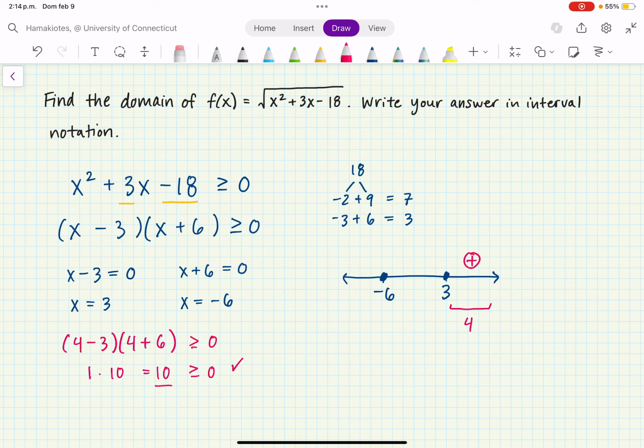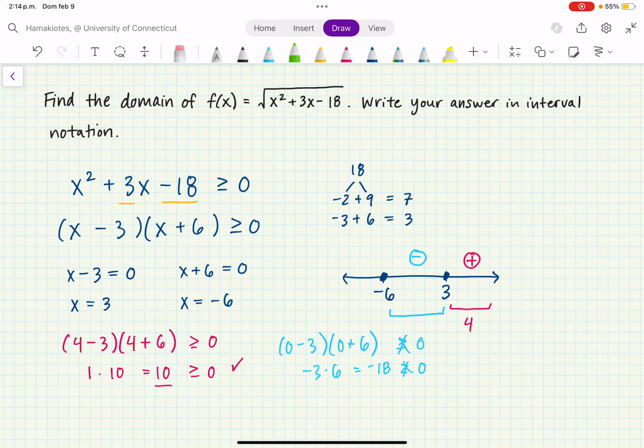So we mark that it's positive in this interval. Now let's choose something in the middle interval. So something in between minus 6 and 3. We can choose 0. So what happens if we plug in 0? We get 0 minus 3 times 0 plus 6. That's minus 3 times 6, which is minus 18. That is not greater than or equal to 0, it's a negative value. So that area is not going to be included in our domain.